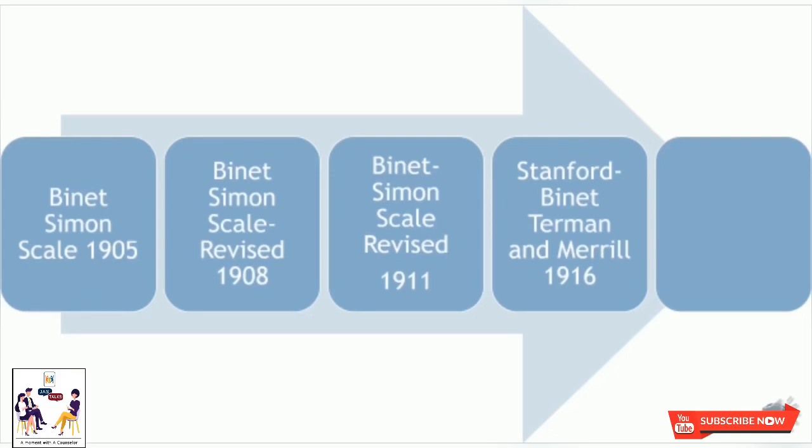In the scale, Terman incorporated the concept of IQ. This was the first scale which included the concept of IQ. IQ is the intelligence quotient. It is the ratio between the mental age and the chronological age, multiplied by 100, of an individual.